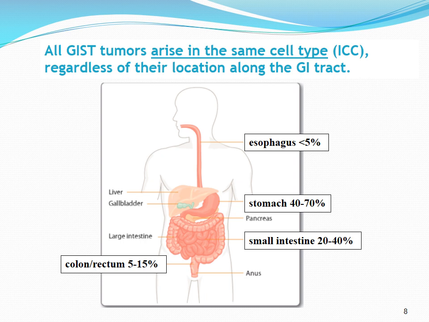So I want to stress that all GIST tumors have something very much in common. They arise in the same kind of cell. And that's true essentially regardless of where they arise along the GI tract. There are some biological differences, but they're minor. The fundamental similarity is that all of these tumors arise in the ICCs, whether they occur in the esophagus or most commonly in the stomach or less commonly in the small intestine or rectum.